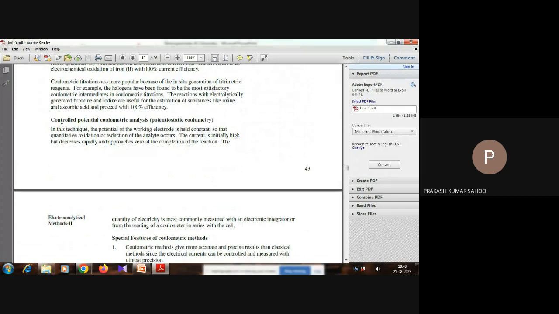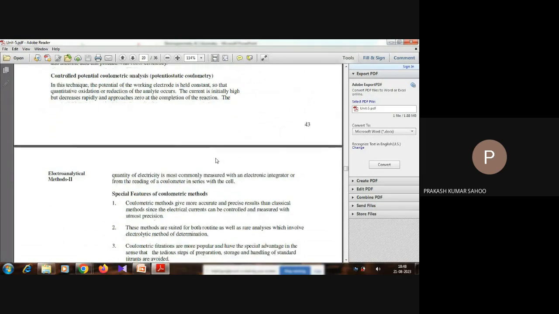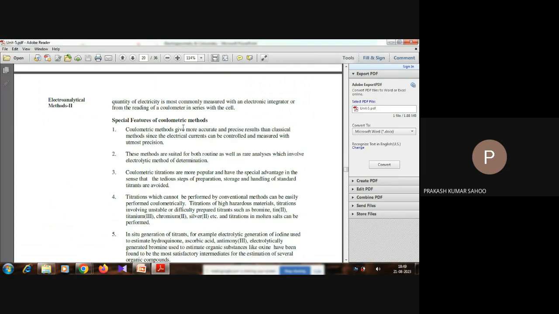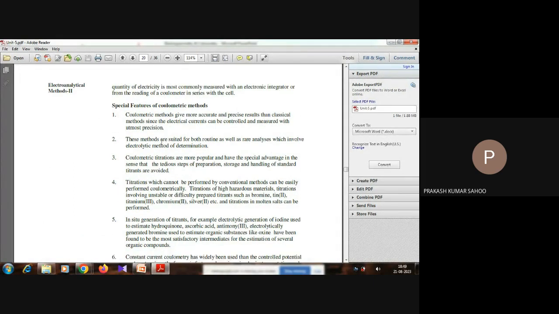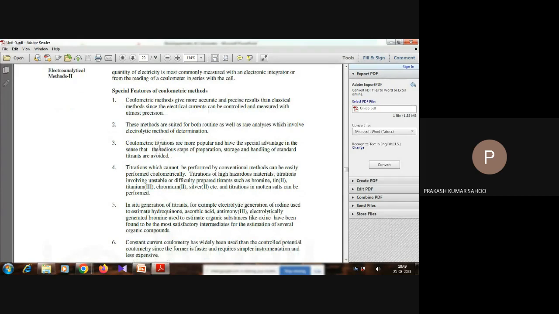Then there is controlled potential coulometric analysis, where the potential is controlled. The current is initially high but decreases rapidly and approaches zero at the completion of the reaction, when the potential gets fixed. The quantity of electricity is most commonly measured with an electronic integrator or from the reading of a coulometer. Then what are the special features? Coulometric methods give more accurate and precise results than classical methods. These methods are suited for both routine as well as rare analysis, which involve electrolytic methods of determination.